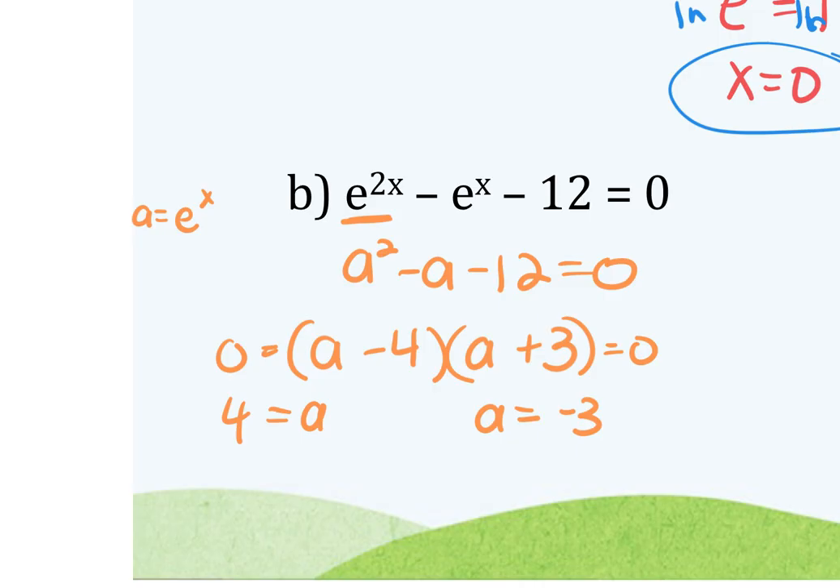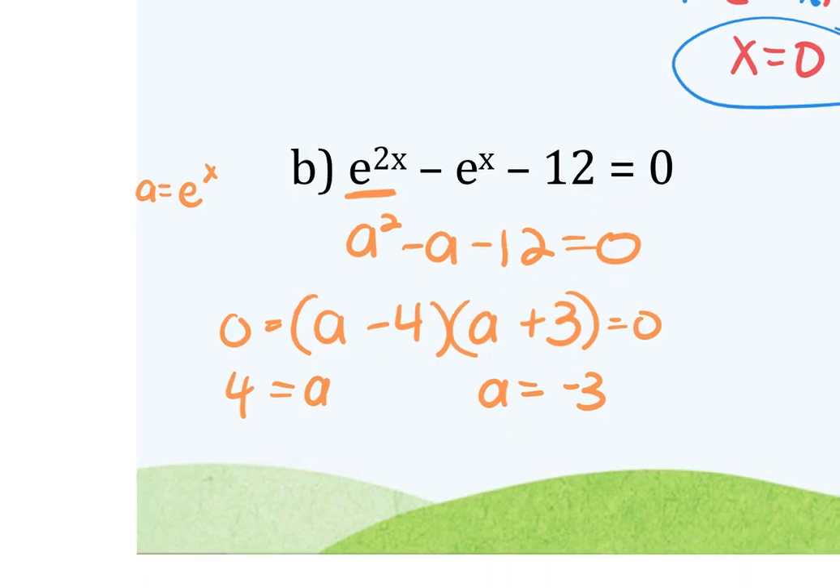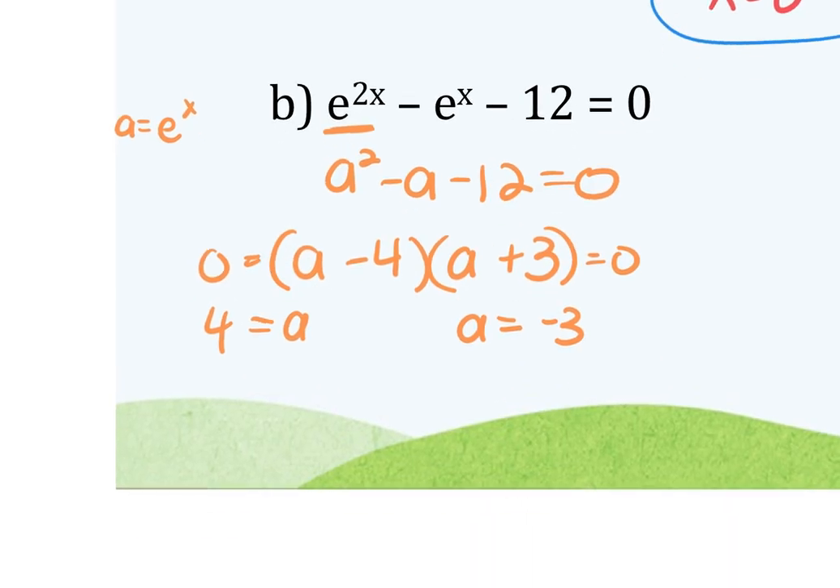But are we solving for a? No, right? We made e to the x a, which means I have to bring e to the x back in place of these a's. So e to the x equals 4, and e to the x equals negative 3. So now from there, what are you going to do? ln both sides. So I'm going to ln, I do it 4 times.